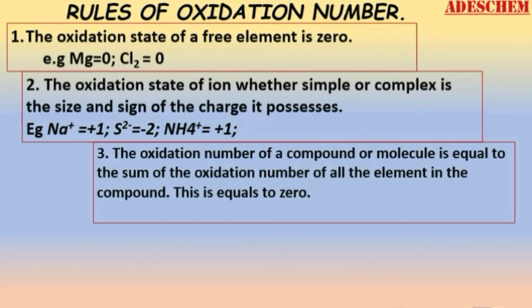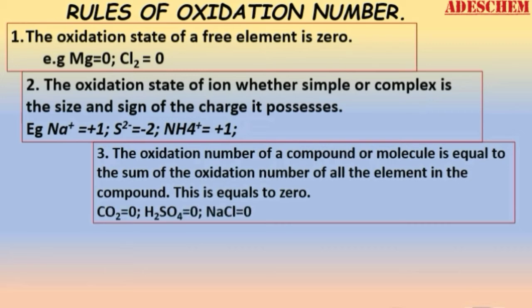Now the third rule of oxidation number is that if it is a compound, the oxidation number is going to be the sum of the oxidation numbers of all the elements in the compound. And when you do the sum, you find out that it equals 0. Therefore, the oxidation number of a compound or a molecule is usually equal to 0.